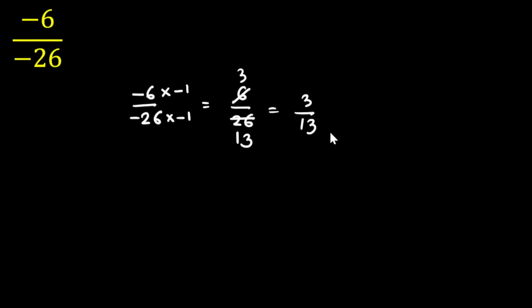-6 divided by -26. Denominator is negative. To make it positive, we multiply both denominator and numerator by -1. 6 divided by 26. Now the denominator became positive, but numerator and denominator are not co-primes because they have a common factor. 2 3s are 6, 2 into 13 is 26. That is 3 divided by 13. So 3 by 13 is in the standard form.